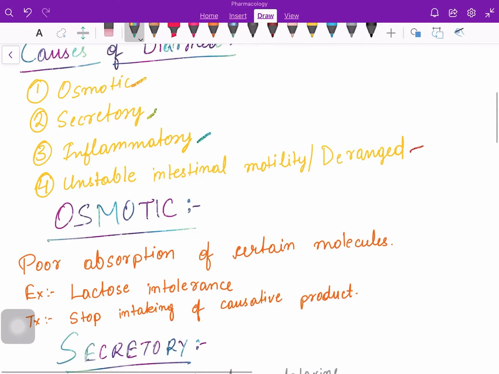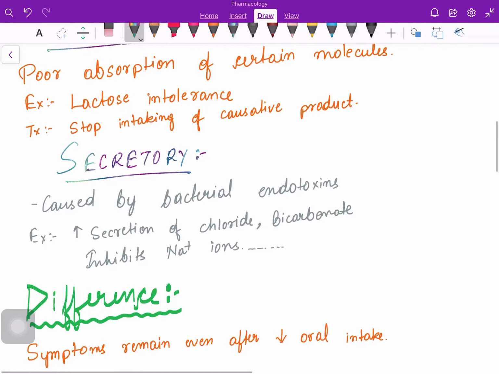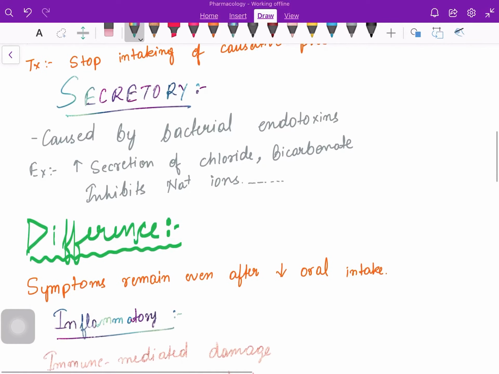Osmotic is the poor absorption of certain molecules. For example, if we take lactose intolerance, for the people who are intolerant to lactose, when they take lactose, the small intestine is unable to do the peristalsis because of the intolerance. So the treatment is just simple: stop intake of the causative product. As an example, we have taken lactose. If the person stops taking lactose, then there will be no osmotic diarrhea. It's the simple treatment.